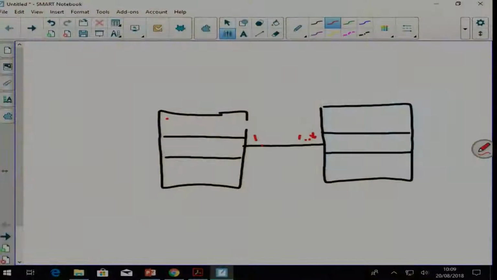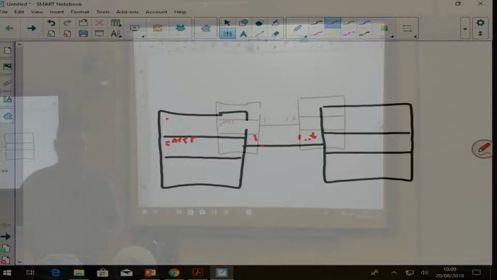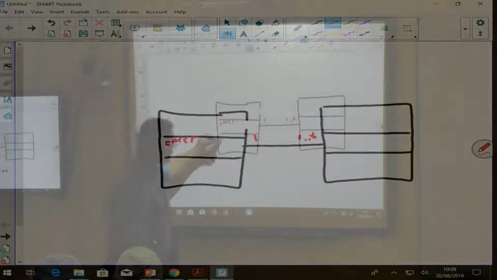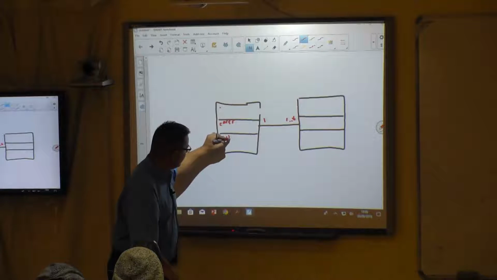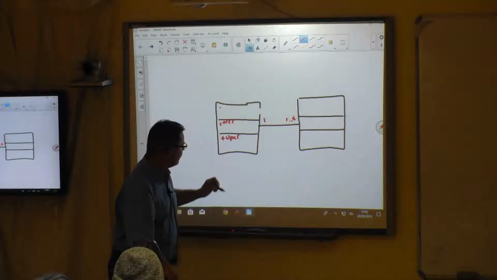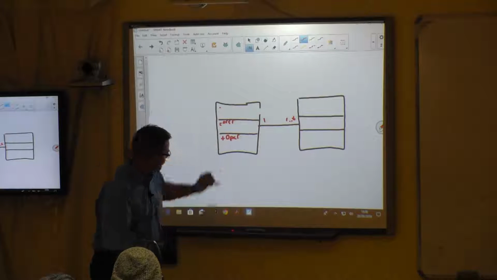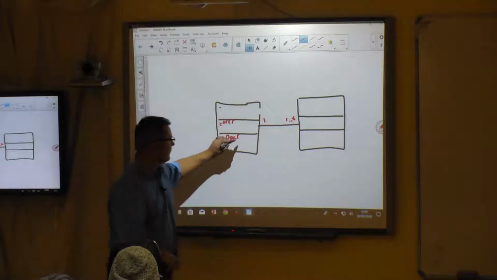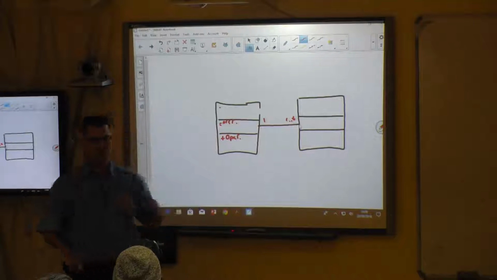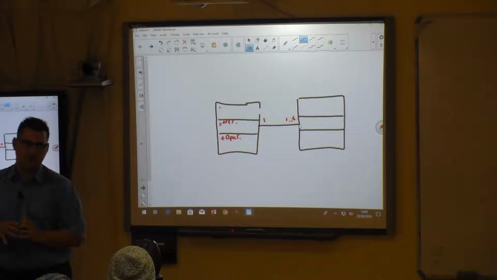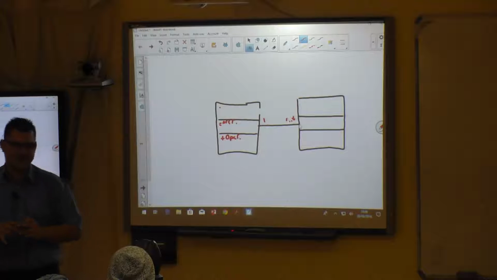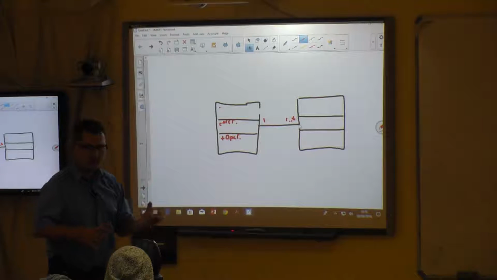Attributes. Where do the attributes go? Just under the name. So, attributes. What else? The operations. Okay. Now, where does the class name go? Where do we get the class name? Where do we see it?